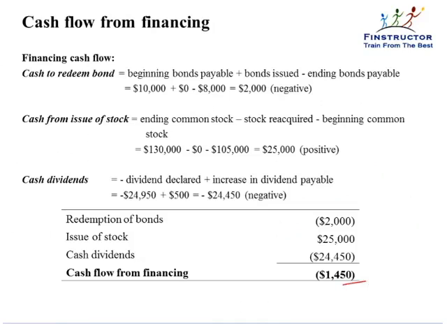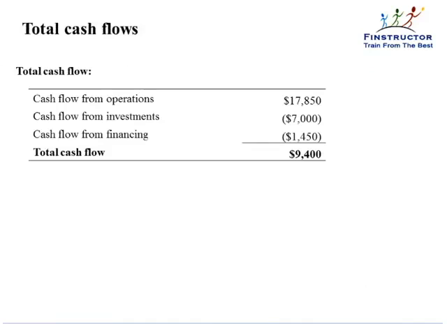This is the solution to the cash flow from financing. And we can depict the total cash flows as from operations $17,850, from investments minus $7,000, and $1,450 going out in financing, giving us the total cash flow of $9,400.